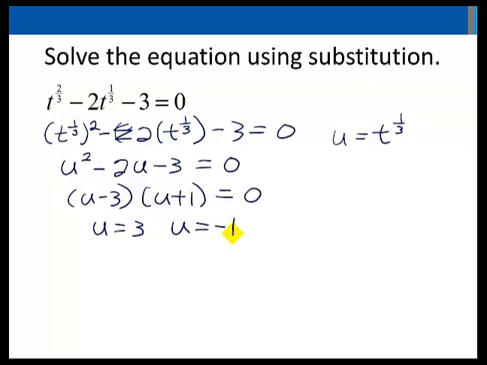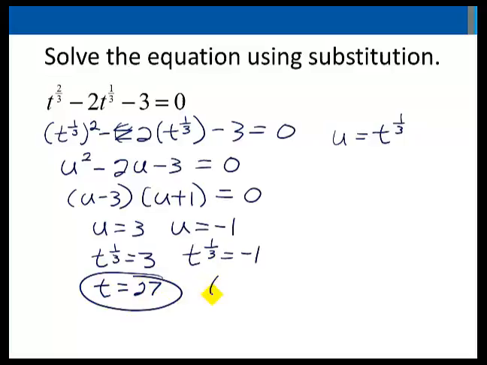This time we will replace u with t to the 1/3. So I have t to the 1/3 equals 3 and t to the 1/3 equals negative 1. Cubing each side will give me, first of all, t equals 27, and then t equals negative 1. So the solutions are t equals 27 and t equals negative 1.